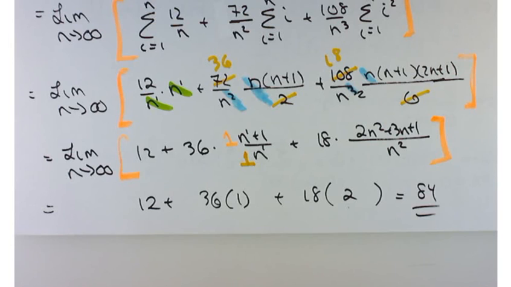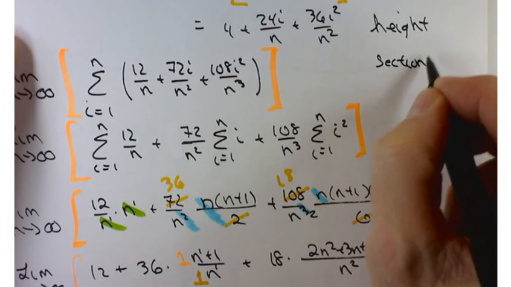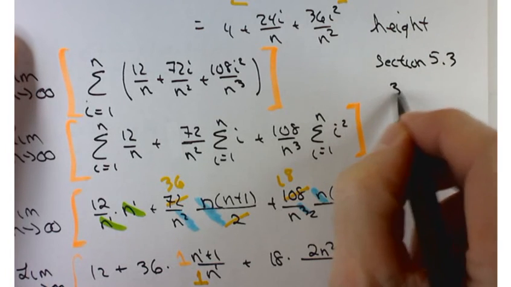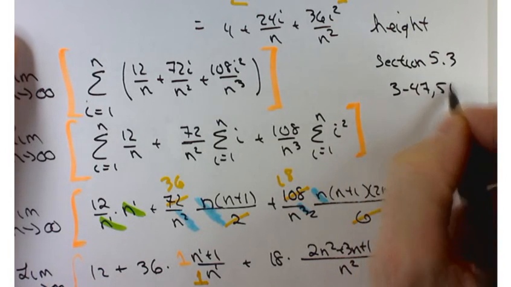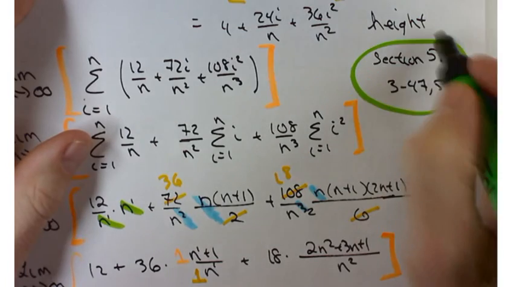In fact, we are done. For homework, try 3 through 47 and 51. So section 5.3, 3 through 47 and 51. Let's make this process of finding these areas a lot easier.